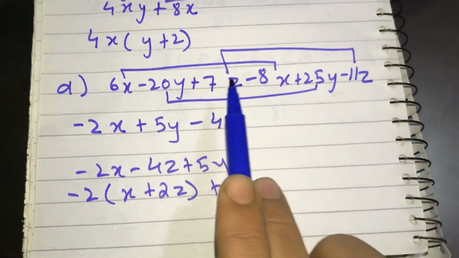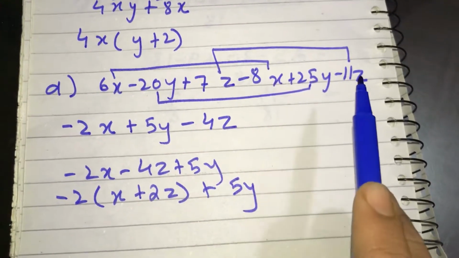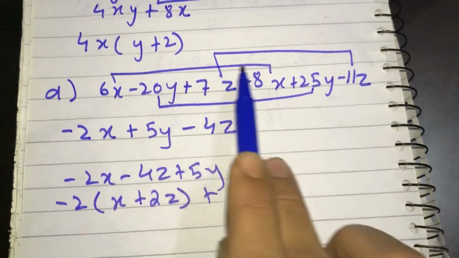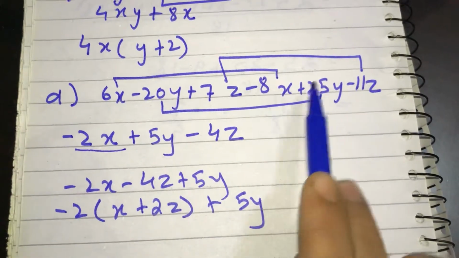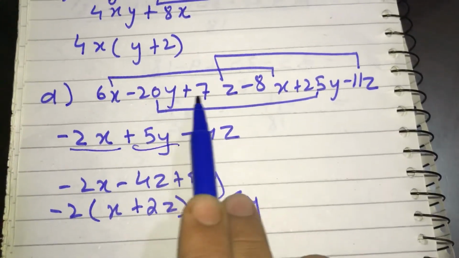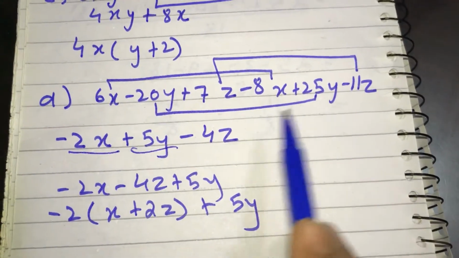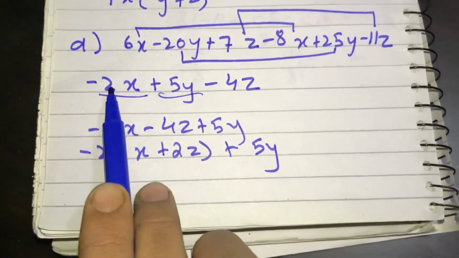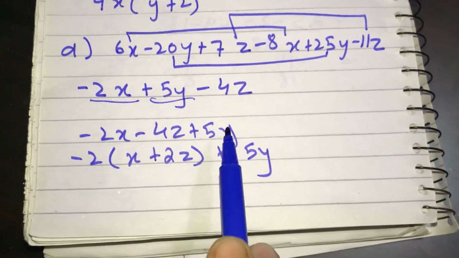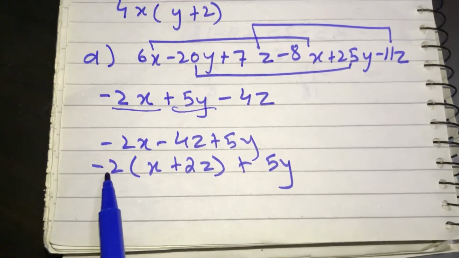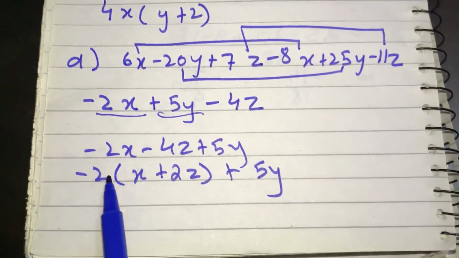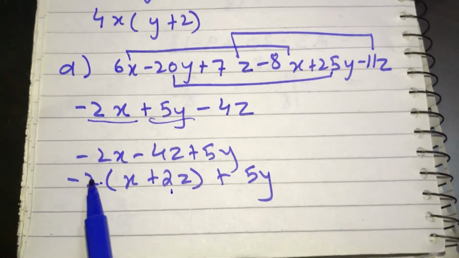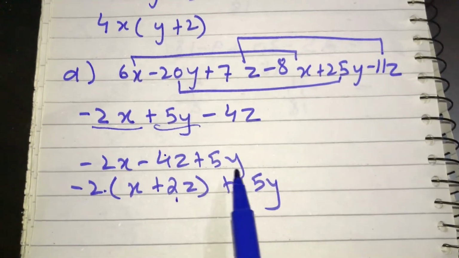6x minus 20y plus 7z minus 8x plus 25y minus 11z. 6x minus 8x is negative 2x, minus 20y plus 25y is positive 5y, and positive 7z with negative 11z gives us negative 4z. So minus 2x minus 4z plus 5y. Here negative 2 can be taken as common from 2x and minus 4z. So x plus 2z, and minus 2 into positive 2z will give us a negative 4z. And plus 5y will come as it is.